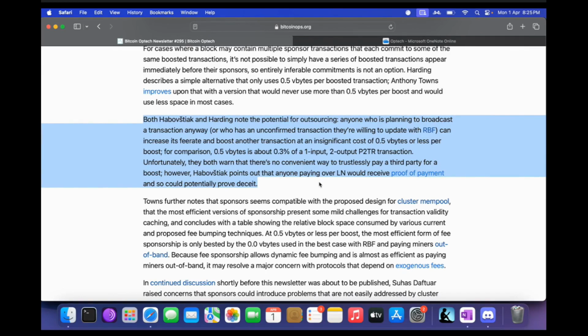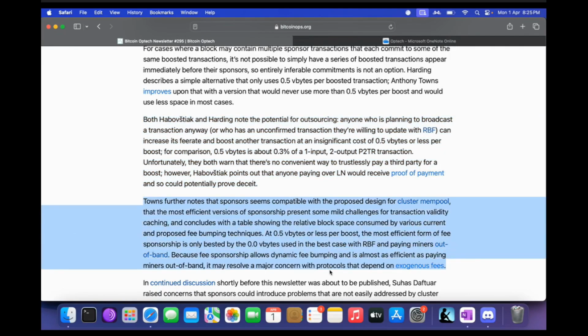However, Habovštiak points out that anyone paying over the LN node would receive proof of payment and so could potentially prove deceit. Towns further notes that sponsors seem compatible with the proposed design for cluster mempool, that the most efficient versions of sponsorship present some mild challenges for transaction validity caching, and concludes with a table showing the relative block space consumed by various current and proposed fee bumping techniques.